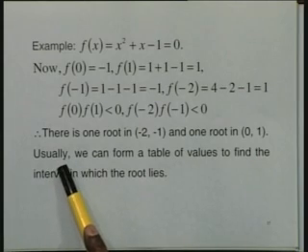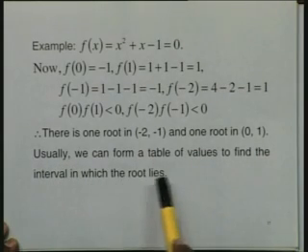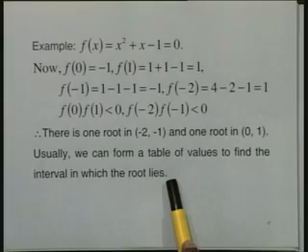Now therefore usually we can form a table of values to find the interval in which the root lies. Here we are talking of needing more than one root. So, if you need more than one root, you can form a table of values. If a polynomial of degree 5 is given and you want to find out where all the 5 roots are, if they are real, that you will be able to find by constructing a table of values.